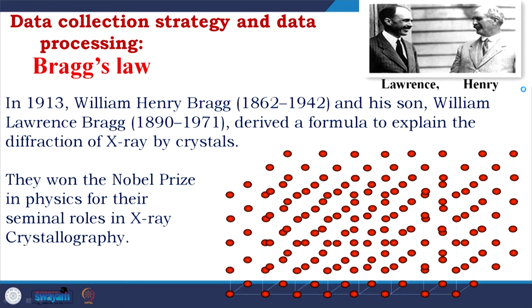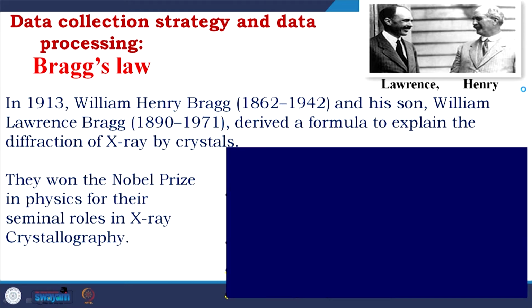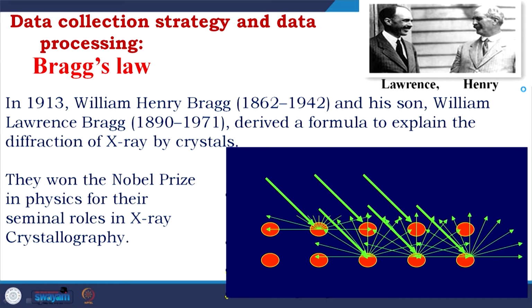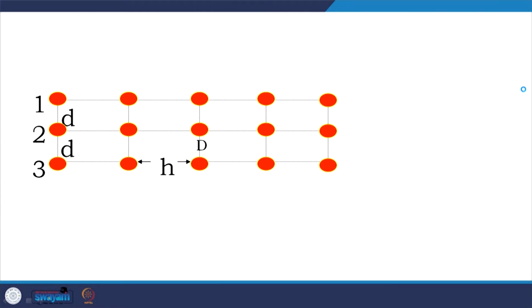So, let us take a look at what they had actually done. This is an animated representation of a crystal. You see the molecules in the crystal lattice. Now, if incident light comes, what will happen? The light comes and the ray will be reflected in different directions.